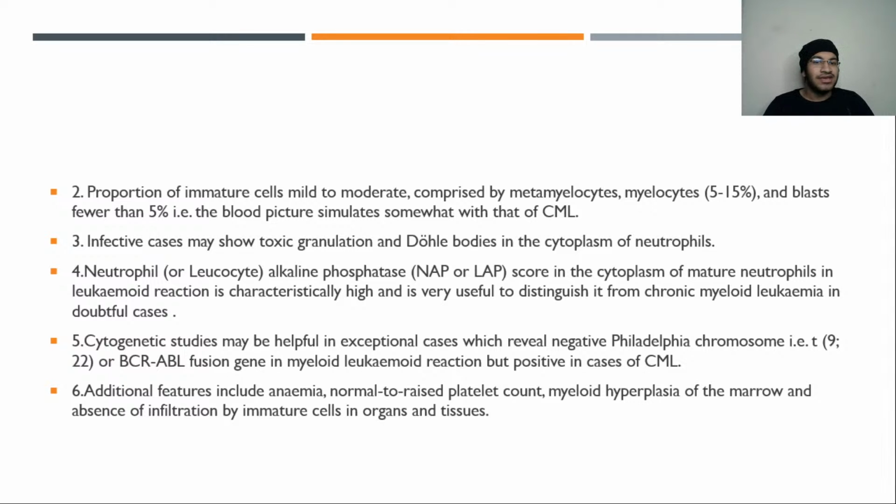Cytogenetic studies may be helpful in exceptional cases, revealing a negative Philadelphia chromosome. The Philadelphia chromosome will be positive in CML, and the BCR-ABL fusion gene will also be positive in CML, but these two cytogenetic studies will be negative in myeloid leukemoid reaction, and likely in lymphoid leukemoid reaction. Then additional features include anemia, normal to raised platelet count, myeloid hyperplasia of the marrow, and absence of infiltration by immature cells in organs and tissues.